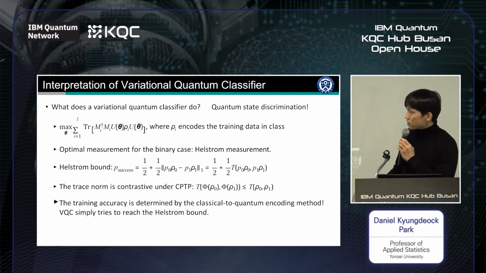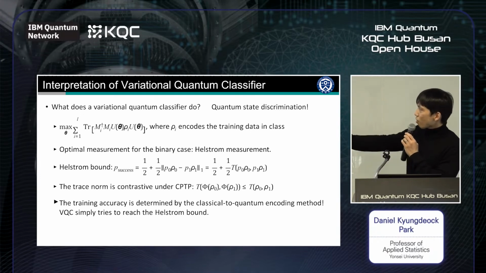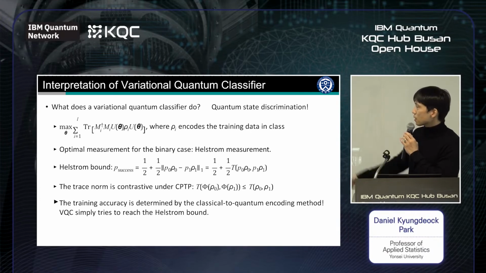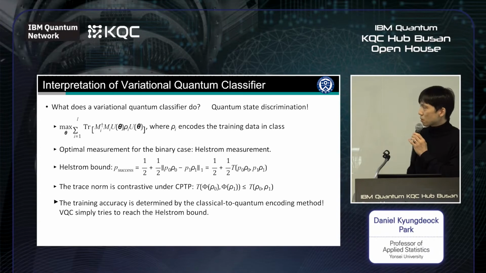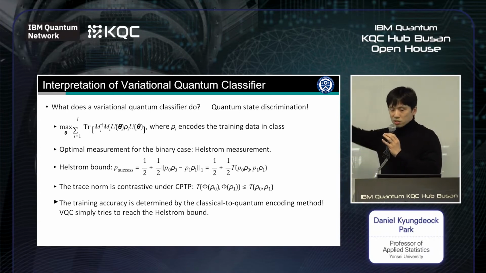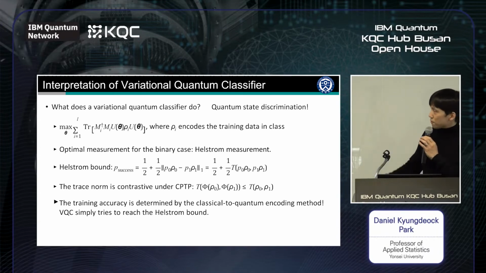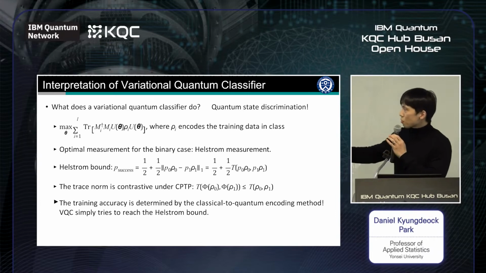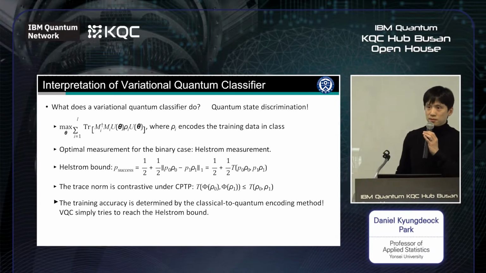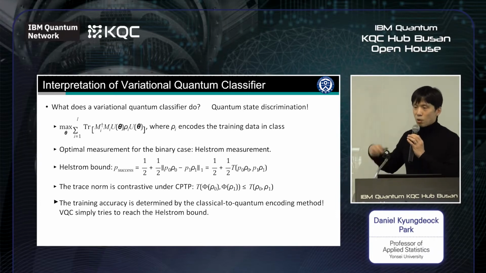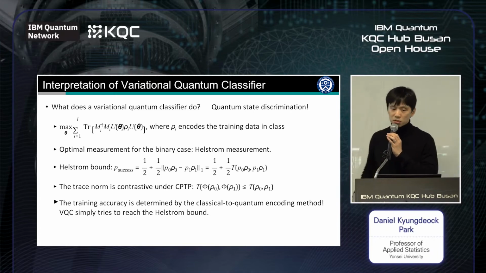So basically, with variational quantum circuits, whatever people say about them, the training accuracy is completely determined by the classical-to-quantum encoding method. Once that's given, the variational quantum circuit simply tries to reach this bound. It tries to find the optimal set of measurements to reach that bound. That's it.